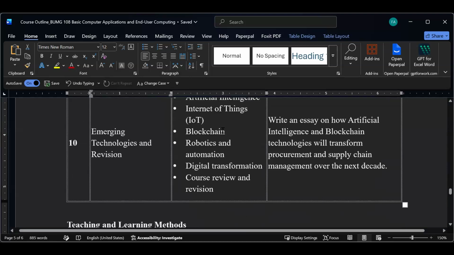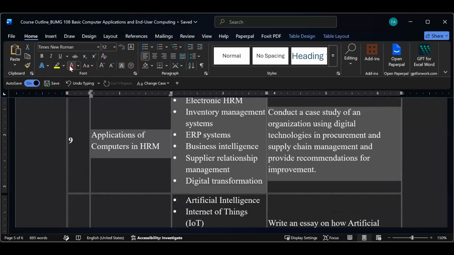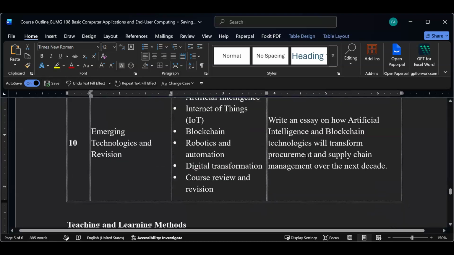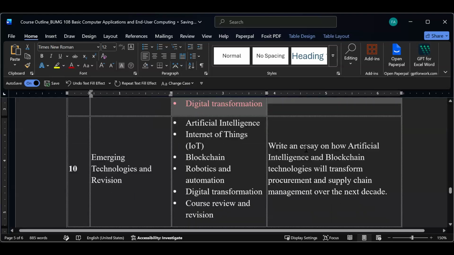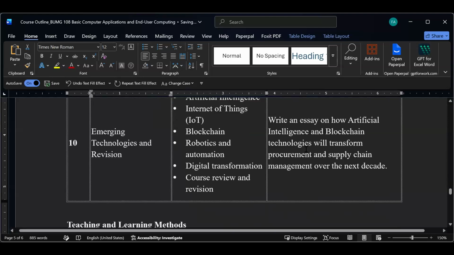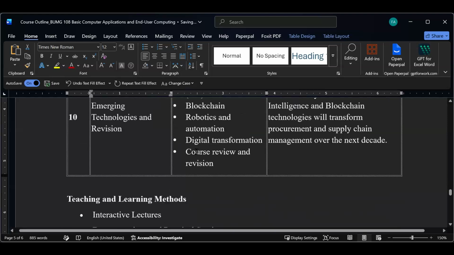Finally, we'll look at emerging technologies, and then we'll go to the revision, preparing ourselves for the examination. So: artificial intelligence, Internet of Things, blockchain, robotics and automation, digital transformation, and then we'll review the course as we had done.